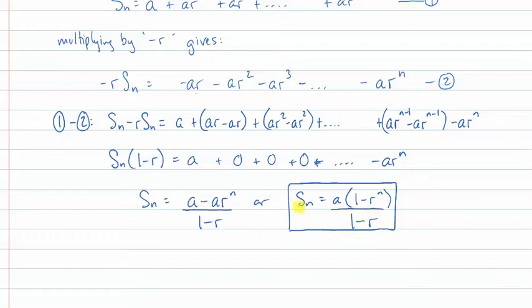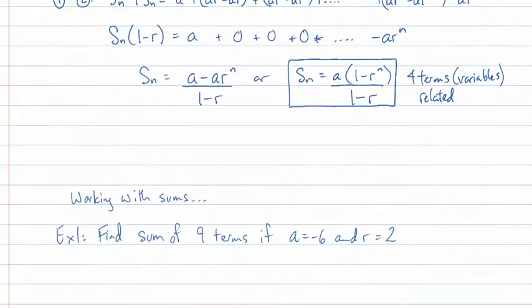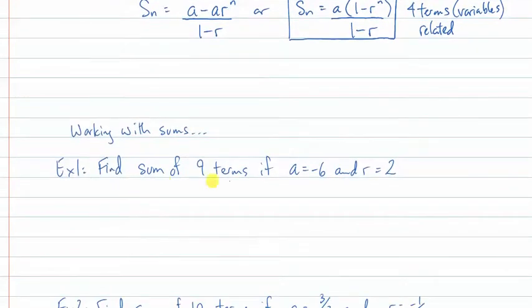It relates 1, 2, 3, 4 terms. Maybe I should say 4 variables are related. So 3 of them would need to be given to you to solve for a fourth. Let's work with some examples. First up, let's find the sum of 9 terms given the first term and a common ratio.